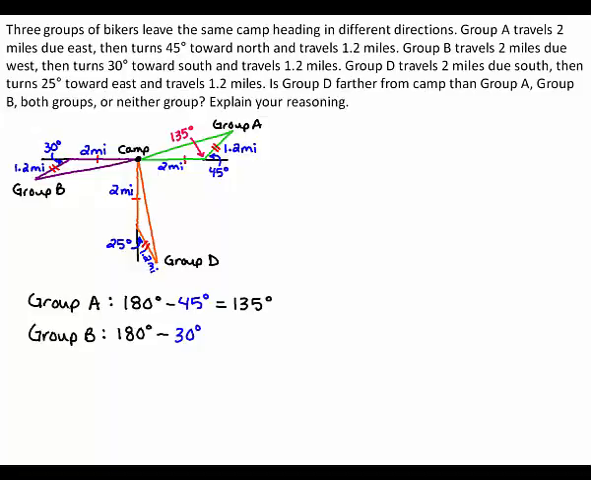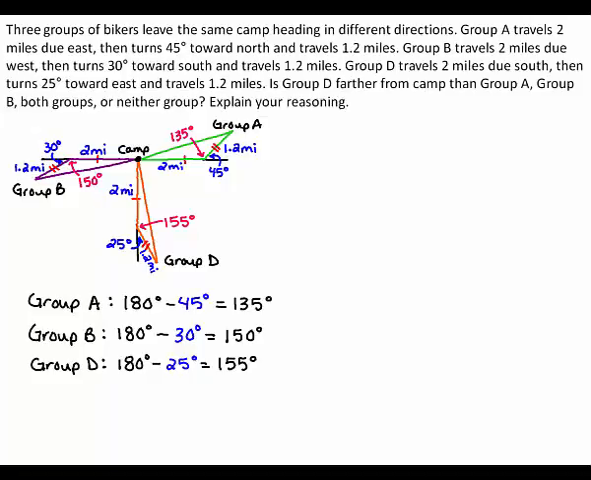The measure of the included angle for Group B's path is equal to 180 degrees minus 30 degrees, which equals 150 degrees. And the measure of the included angle for Group D's path is equal to 180 degrees minus 25 degrees, which equals 155 degrees.